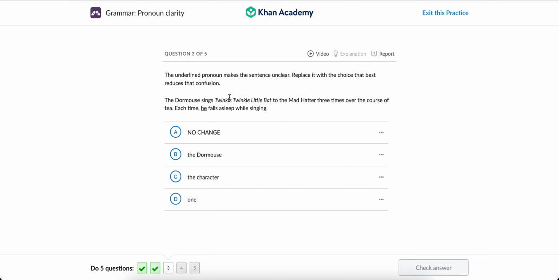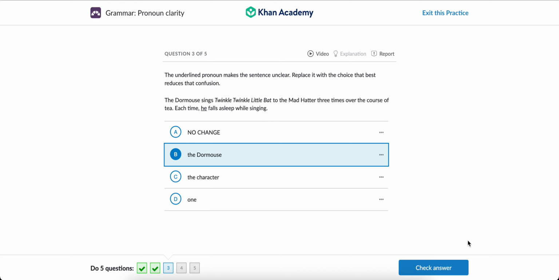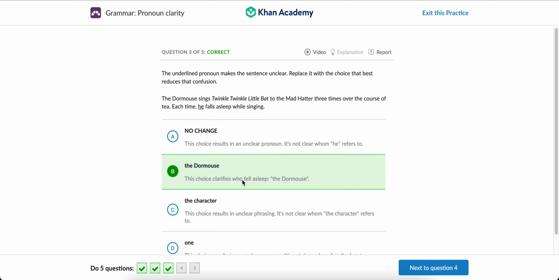The Dormouse sings Twinkle, Twinkle, Little Bats to the Mad Hatter 3 times over the course of tea. Each time he falls asleep while singing. So we know it is the Dormouse. We want to say it's either the Dormouse or the Mad Hatter, but in this case, the while singing is not really attributed to either. If you said each time the Mad Hatter falls asleep while singing, or the Dormouse, that's the same thing. So I would say the Dormouse in this case, because it clarifies who fell asleep, and it's not really clear if you just use he.